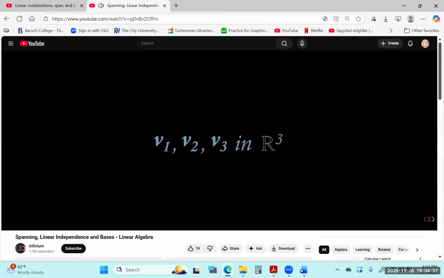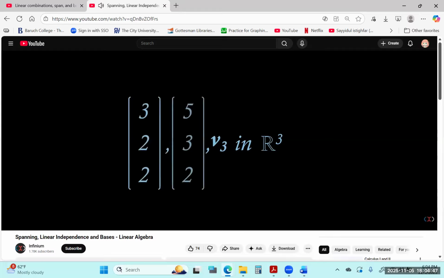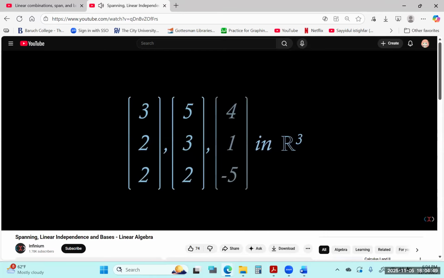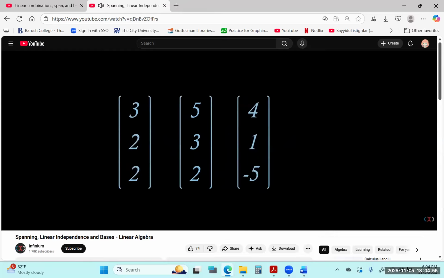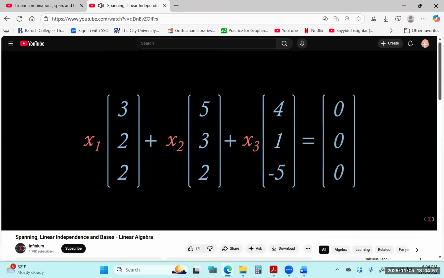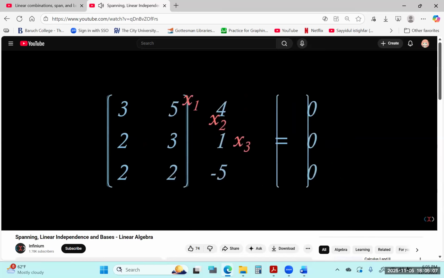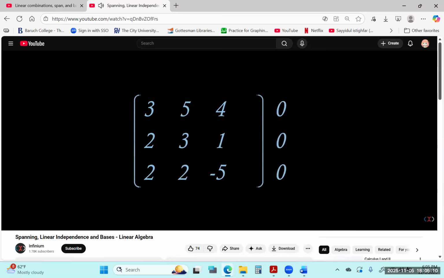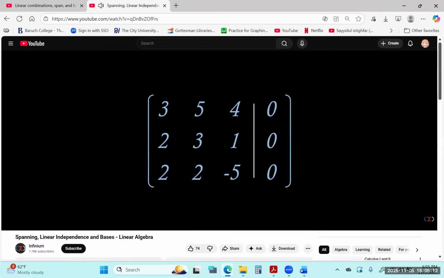Say we have three vectors in R3 and we want to know if these are linearly independent. Well, let's say v1 equals 3, 2, 2, v2 equals 5, 3, 2, and v3 equals 4, 1, minus 5. So the question we're asking is, if we put this into a linear combination equaling the zero vector, is it necessarily the case that x1, x2 and x3 equal 0? Well, we can convert this linear combination into a matrix form, to which we can conduct Gaussian elimination to find out what these constants need to be.